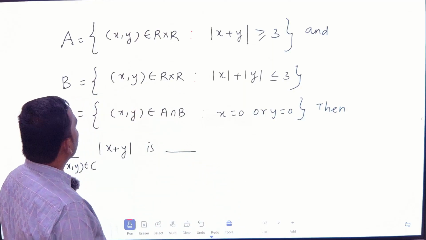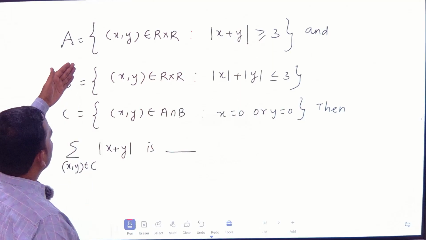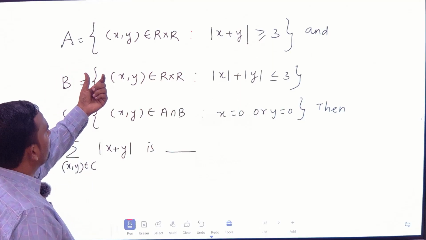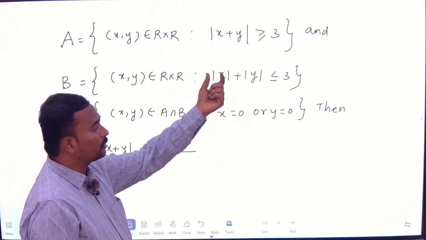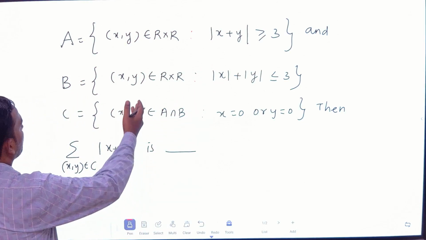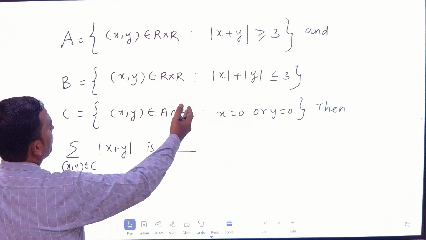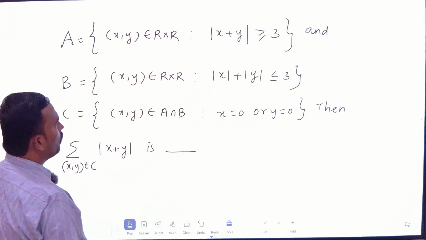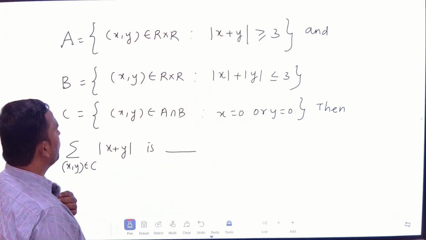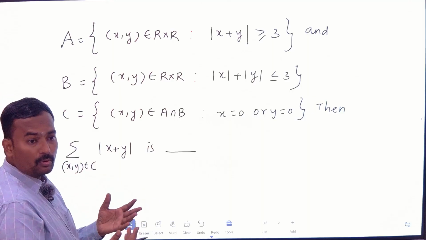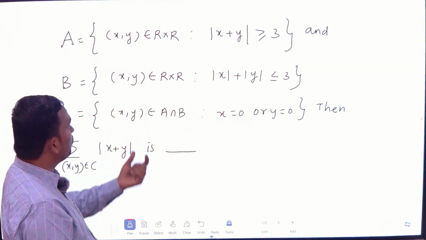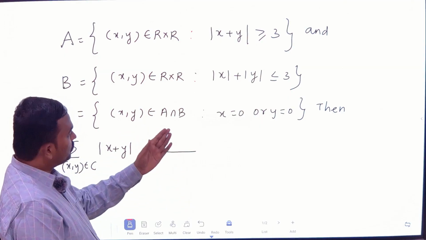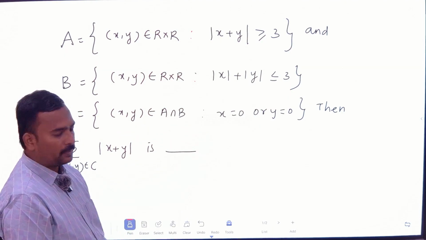You can see the first question. A is given to you as the collection of all ordered pairs x comma y such that mod x plus y is greater than or equal to 3, and the second set is the collection of all x comma y such that mod x plus mod y is less than or equal to 3. So, C is the collection of all x comma y from the A and B intersection, such that either one of them should be 0.